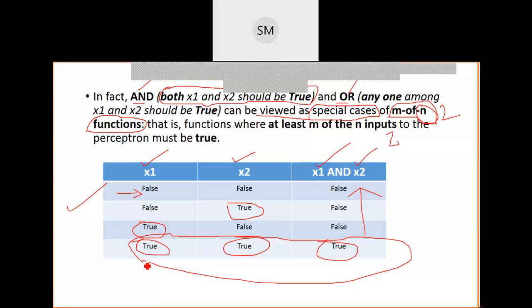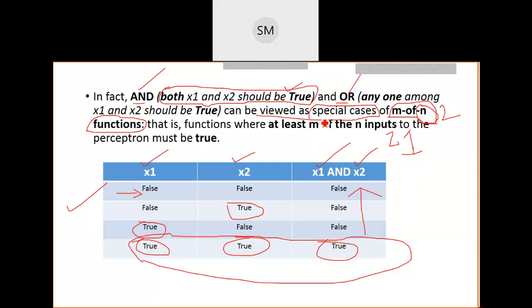Okay, so both inputs should be true, then only is the result true. Similarly, in the case of an OR operation, or function, out of two inputs, any one input should be true to make the result or output true. So such types of functions, AND functions and OR functions, are called M of N functions.